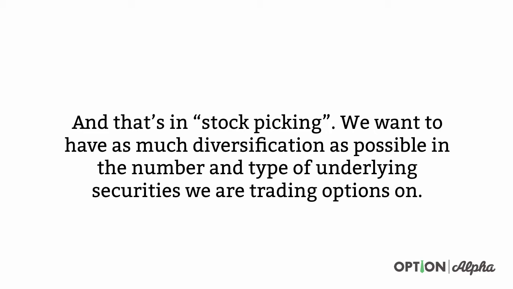So we want as much diversification as we can in the number and type of underlying securities we're trading options on because, again, we know that our edge is in implied volatility. It's in selling options long term. It is not in picking the direction of a stock. That's why we always try to be as neutral as possible, why we're always selling options with high implied volatility, and why we talk very little about the benefits of getting a stock's direction right or wrong.